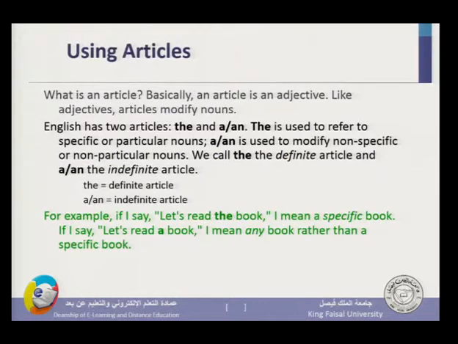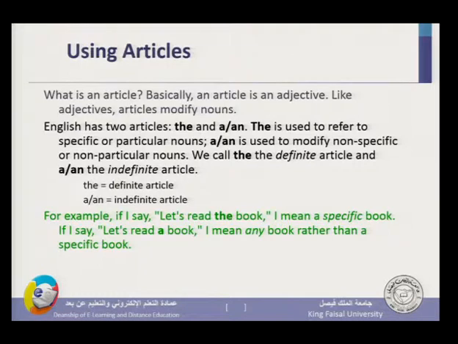Using articles. Here, I gave you some definitions, some ways through which we use indefinite and definite articles. For example, what is an article? Like adjectives, articles modify nouns. Modify means precedes. Boy is a noun. I say the boy. Boy is a noun. I might say a boy. University is a noun. I might say an or a university. So, articles, whether definite article or indefinite articles, indeed precede the nouns.